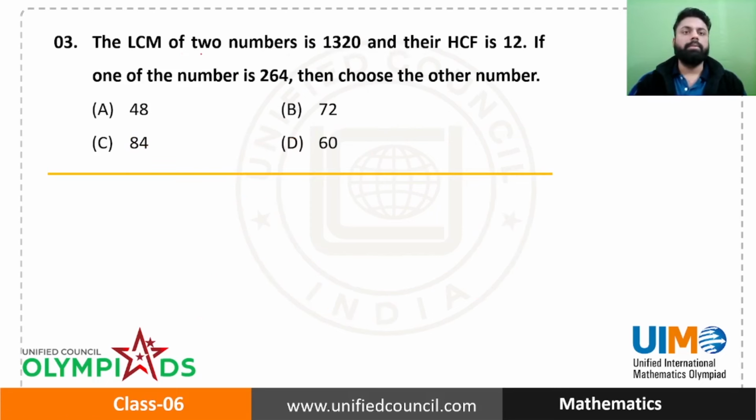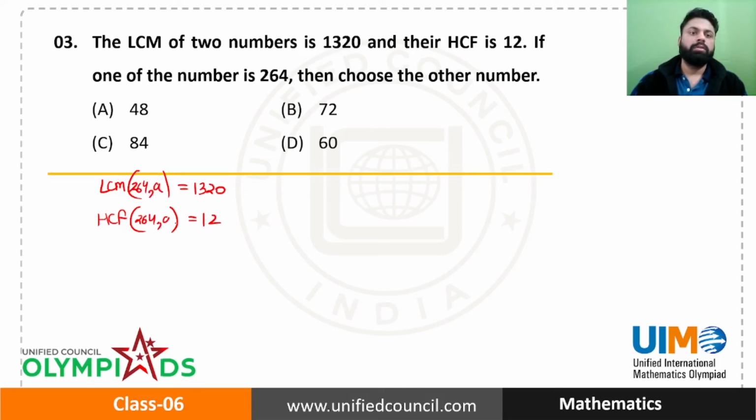Next one, the LCM of two numbers is this much. LCM is given for two numbers as 1320. HCF of those two numbers is 12. If one of the number is 264, another number is A, let's suppose, then choose the other number.